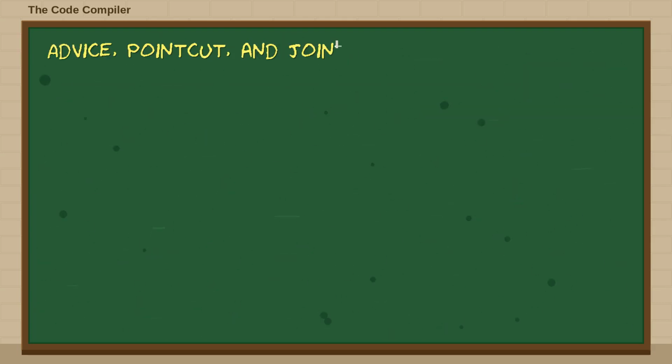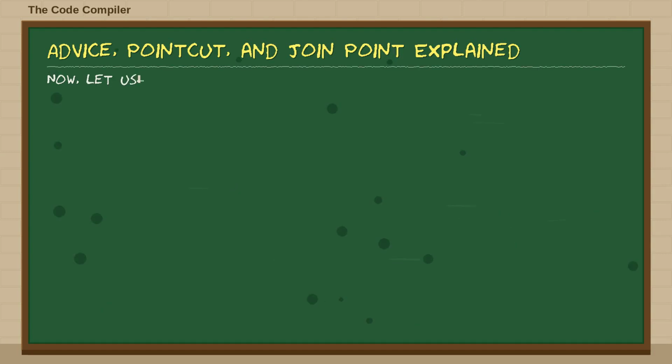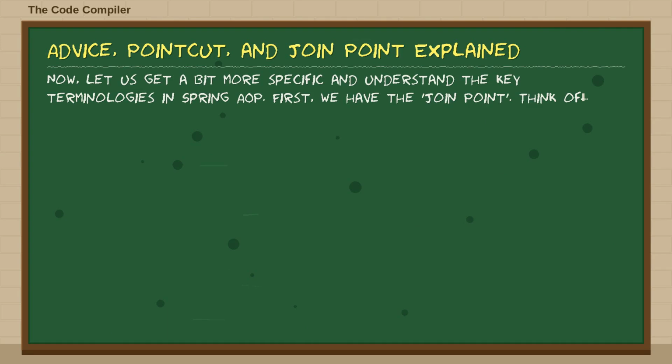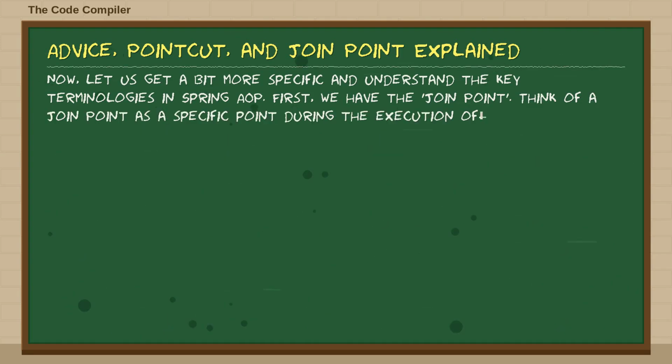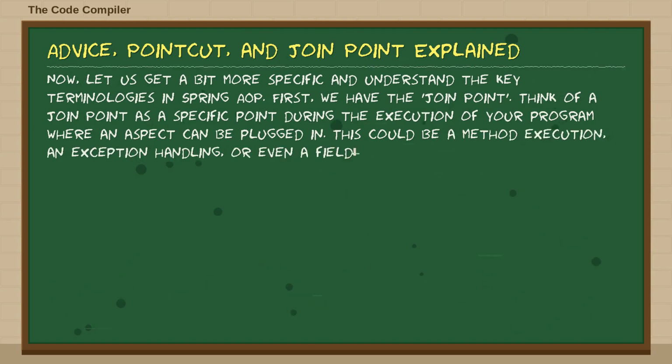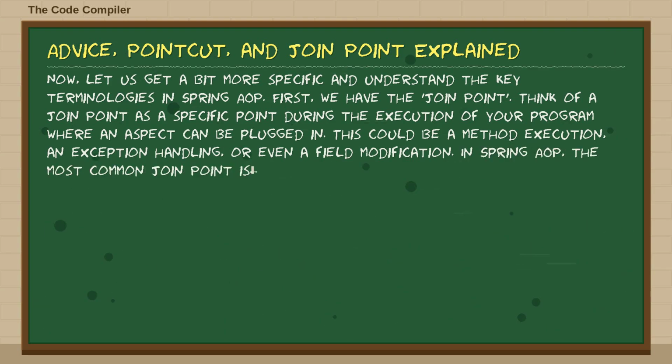Now, let us get a bit more specific and understand the key terminologies in Spring AOP. First, we have the join point. Think of a join point as a specific point during the execution of your program where an aspect can be plugged in. This could be a method execution, an exception handling, or even a field modification. In Spring AOP, the most common join point is method execution.